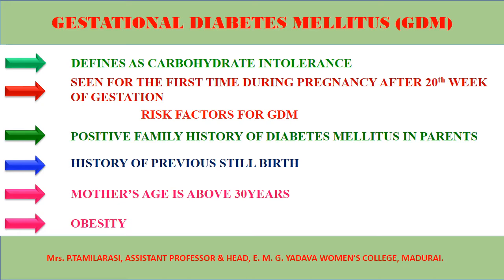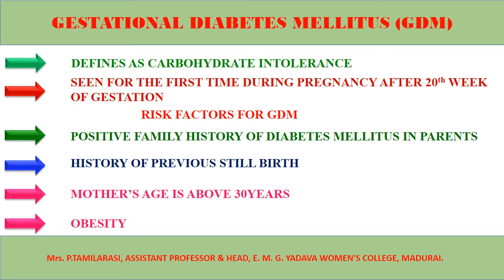It is also called as GDM. That is, it occurs only during the pregnancy period. Only in the gestational period, this diabetes mellitus will occur. It is carbohydrate intolerance seen for the first time during pregnancy. After the 20th week of gestation, this may occur.